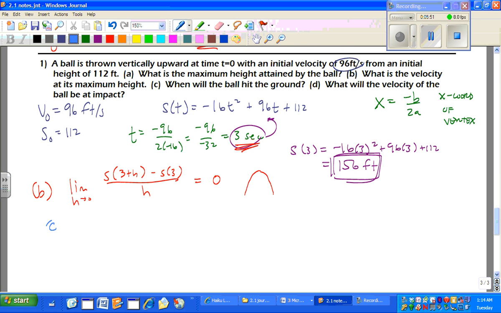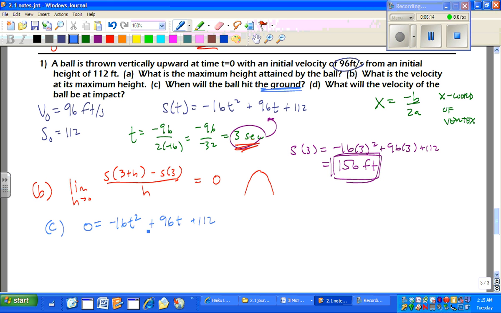All right, part C, when will the ball hit the ground? So this has nothing to do with the limit or velocity. We want to know when is the position 0, right? The ground, that final height would be 0. So 0 equals negative 16t squared plus 96t plus 112. So we want to solve this.